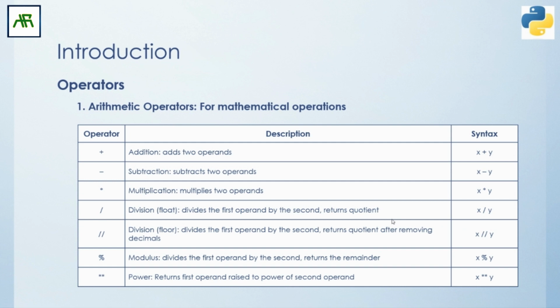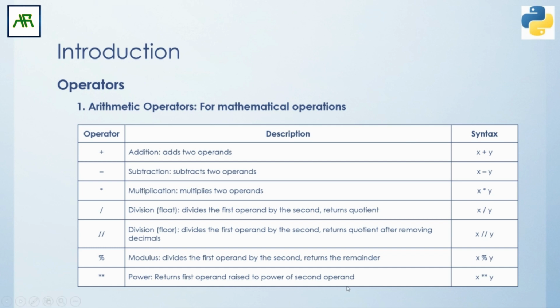Arithmetic operators. These are used for mathematical operations: basic addition, subtraction, division, and multiplication. This is the basic syntax. The basic syntax is X operator Y. X and Y are called operands, on which the mathematical operation is being done.